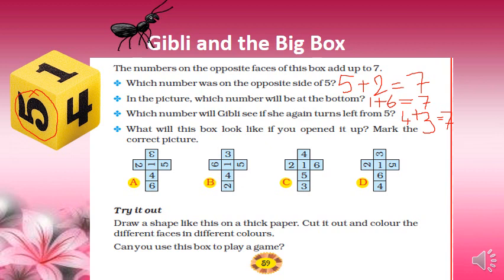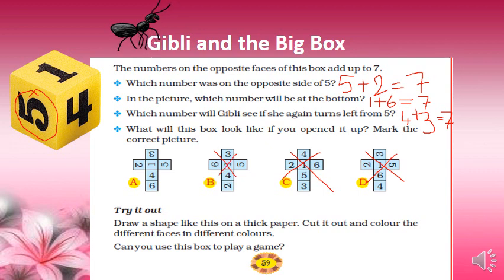Now, what will this box look like if you open it up? Mark the correct pictures. Children, let us see option D. Here we have 5 plus 2, 7, very good. And 6 plus 3 we get 9, which is more than 7. So this option is wrong. Now coming to C, 6 plus 2 is 8, which is more than 7. So this one is also wrong. Here 6 plus 5 we have 11. Again this option is also wrong.